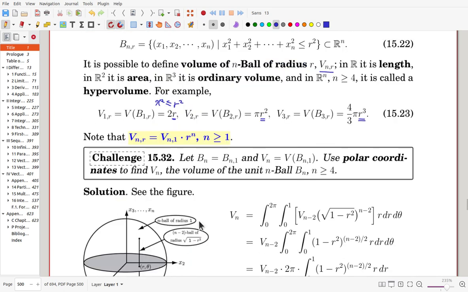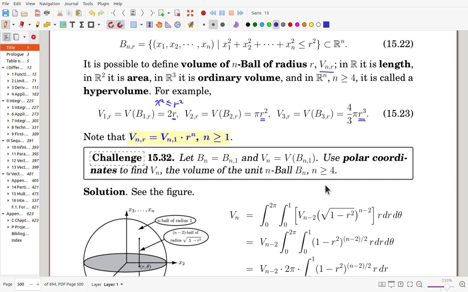Okay, here we have a challenge. We define B_n as the n-dimensional ball of radius 1, and its corresponding volume is V_n. We'll try to use polar coordinates to find V_n, the volume of the unit n-ball, for n larger than or equal to 4.